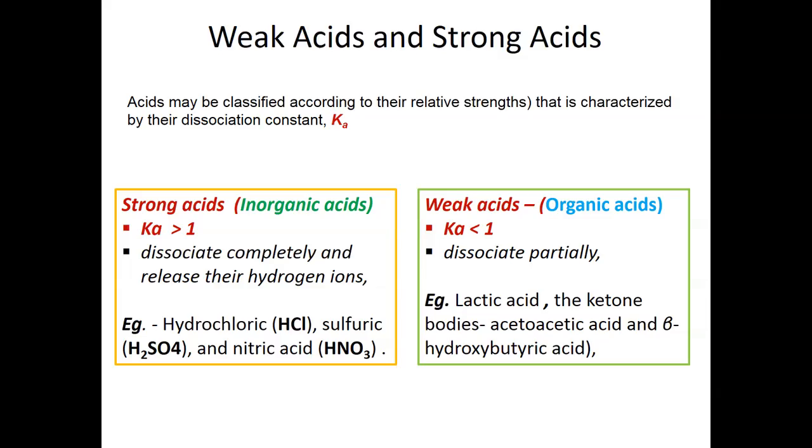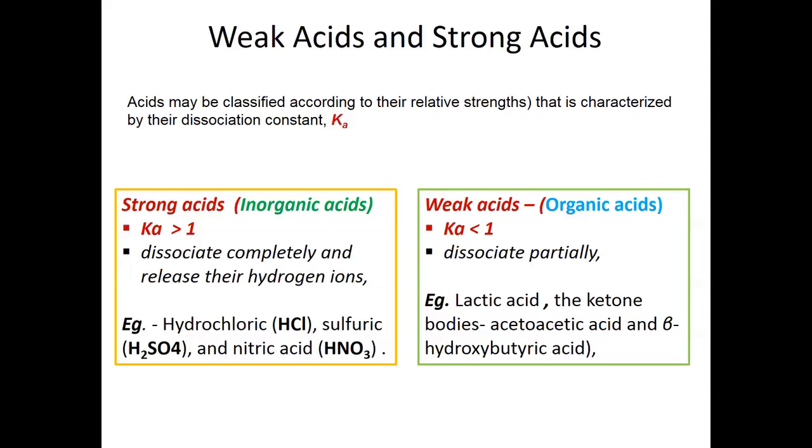Okay. Now, if the Ka is higher than 1, you have what's called a strong acid. A strong acid will dissociate completely, while a weak acid dissociates partially. So keep that in mind. The Ka of a strong acid is higher than 1, and the Ka of a weak acid is less than 1. So strong acids, HCl and so forth, sulfuric acid, those are the strong acids that you see in inorganic acids. But the ones that are of interest to us are called the organic acids, the weak acids.